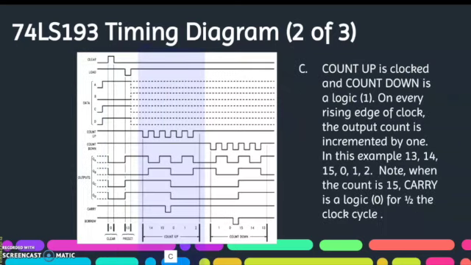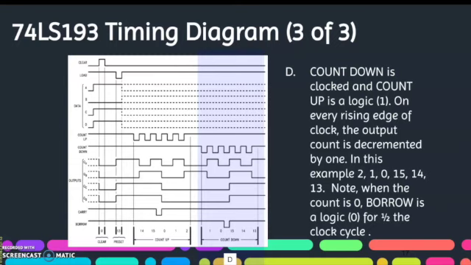The next portion that happens is we start counting. So we load it at 13. The count up is clocked and the countdown is a logic 1. That means that on every rising edge of the clock, the output count is incremented by 1. So what we're seeing here is it's going 13, 14, 15, 0, 1, 2. Make sure that you notice when the count is 15, the carry is a logic 0 for half of the clock cycle. So the carry is just giving a little blip for half of the clock cycle. And that's that cascading count.